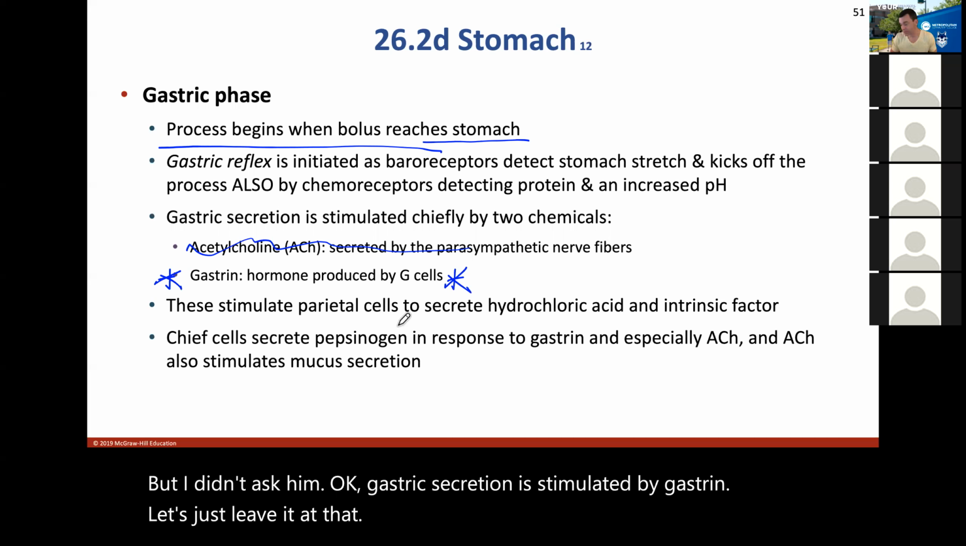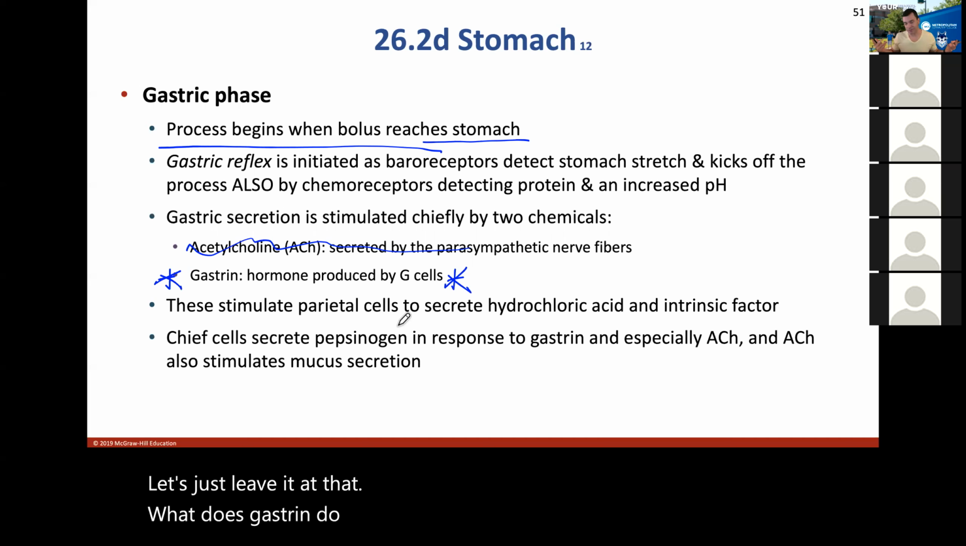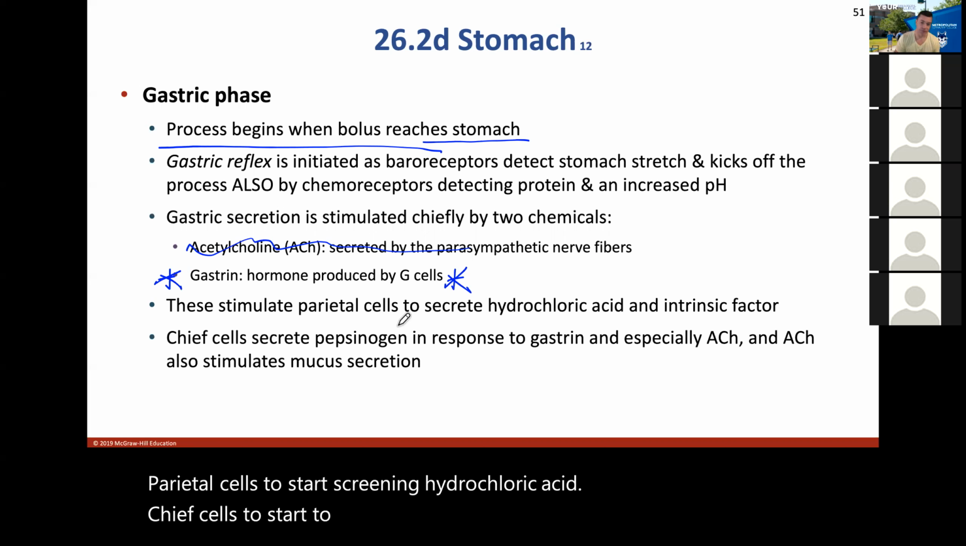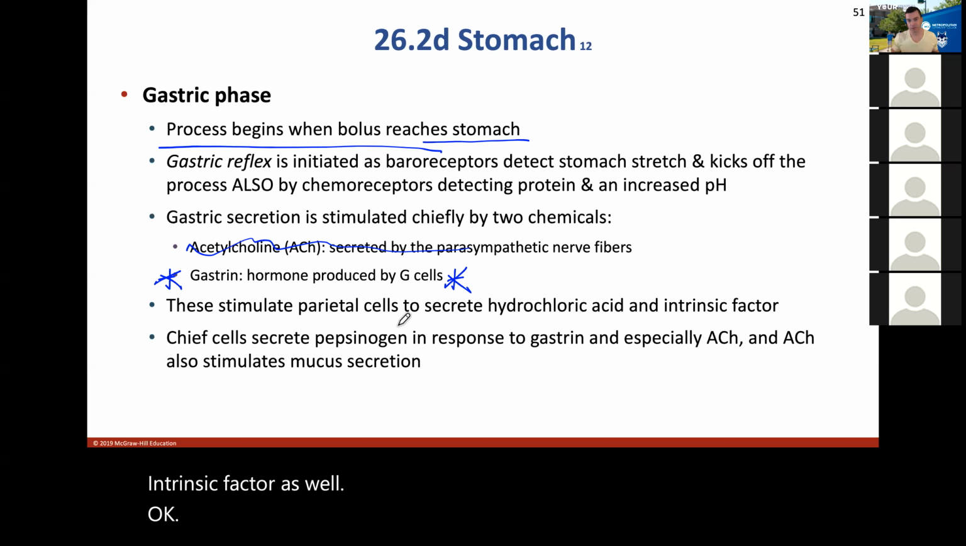What does gastrin do? Gastrin yells at everybody to do stuff. Parietal cells to start secreting hydrochloric acid. Chief cells to start to secrete pepsinogen. Intrinsic factor as well. Increasing mucus production. This is getting the area ready for the breakdown of proteins.